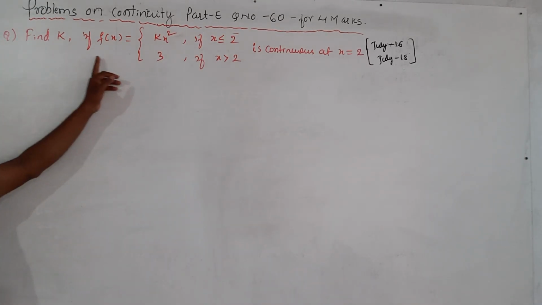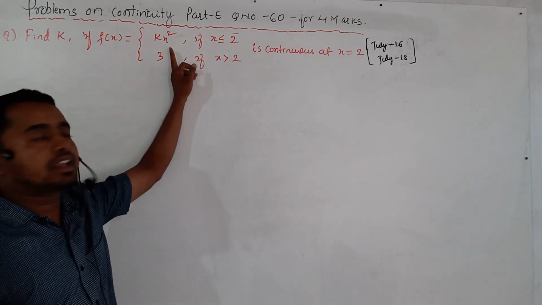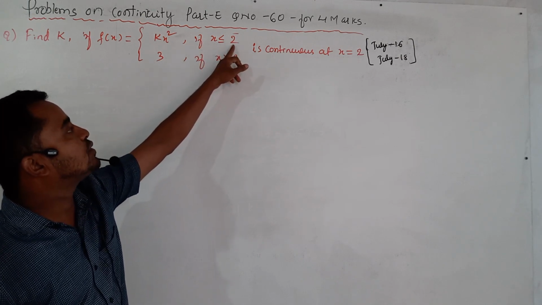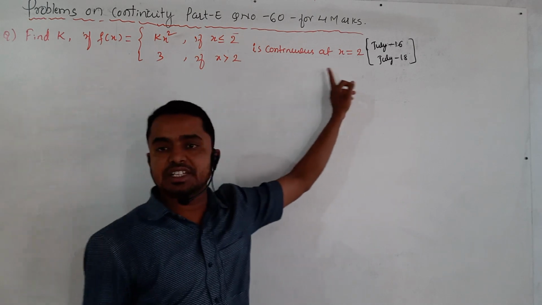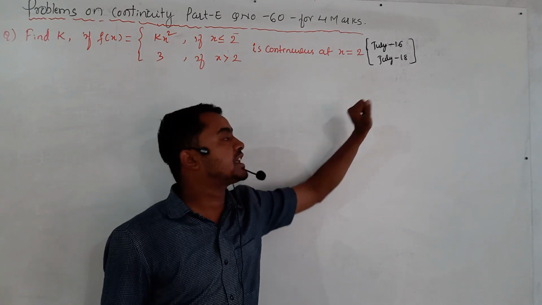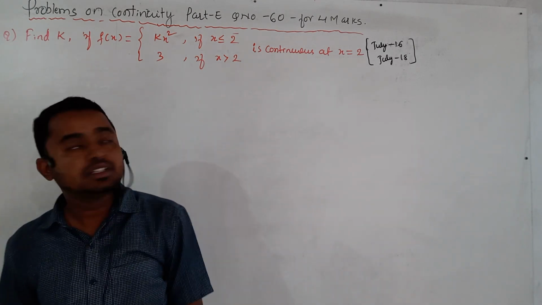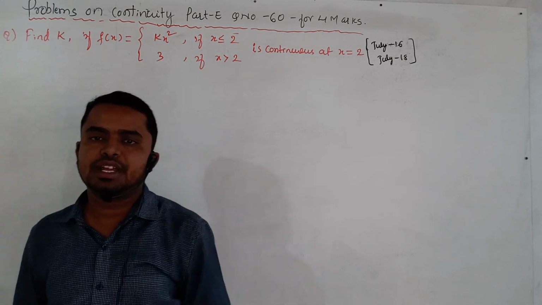So here, find k if f of x is equal to kx square if x is less than or equal to 2, and f of x is equal to 3 if x is greater than 2, is continuous at x is equal to 2. This question has been asked in July 2016 and July 2018.